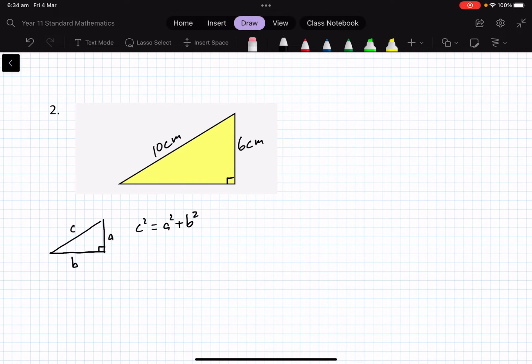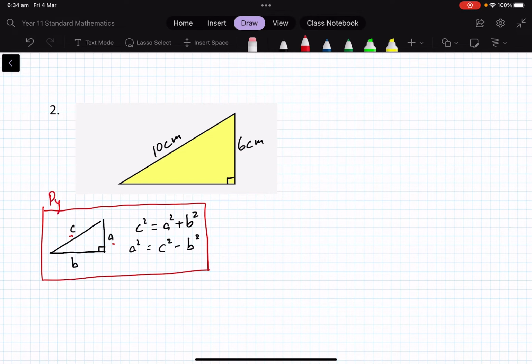Now, another way to express that is to say a squared, for instance, would be equal to c squared minus b squared, the difference. So if you take the longest side, which in this case is c, and square it and subtract a or b, then you get the third one. All right, so that's Pythagoras' theorem. I'll just put Pythag.